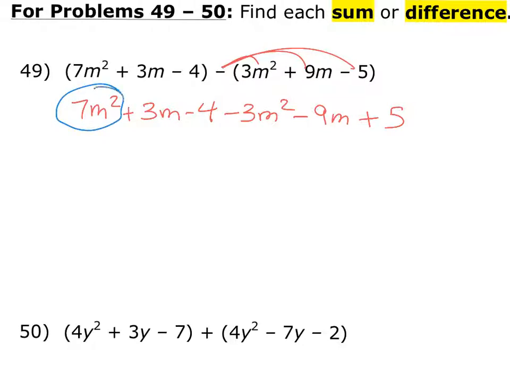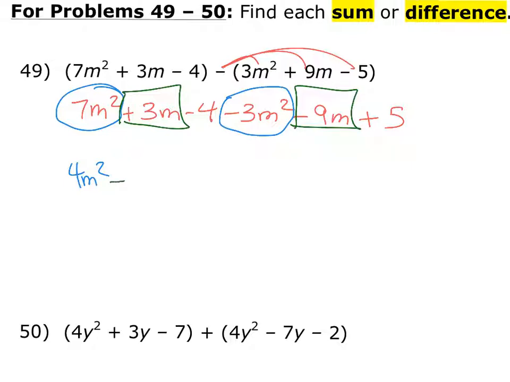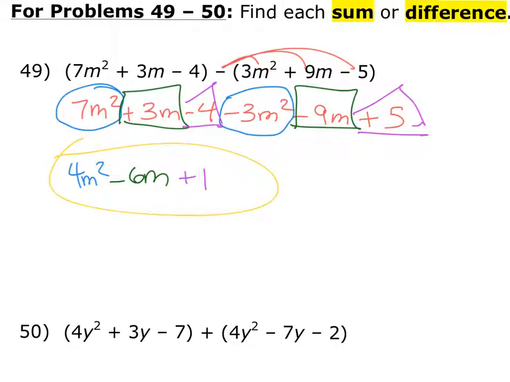7m squared minus 3m squared is 4m squared. Positive 3m minus 9m is minus 6m. And negative 4 plus 5 is positive 1. That's my final answer.